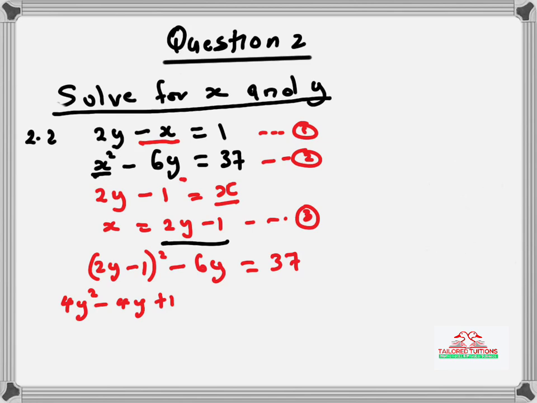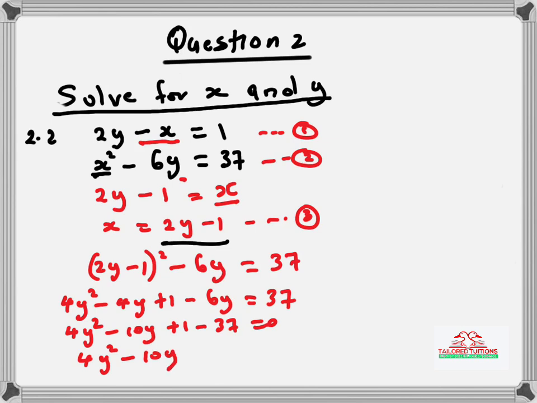So we now have minus 6y equal to 37. Adding the like terms, we are going to end up having 4y squared minus 10y, and then transposing the 37, plus 1 minus 37 equal to 0. So this is going to be 4y squared minus 10y minus 36 equal to 0.